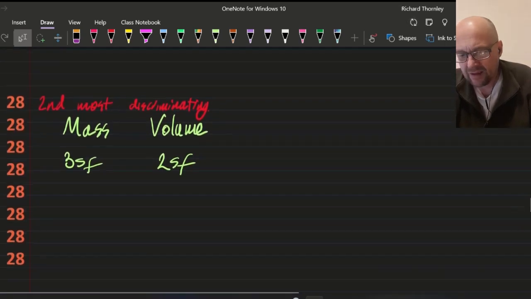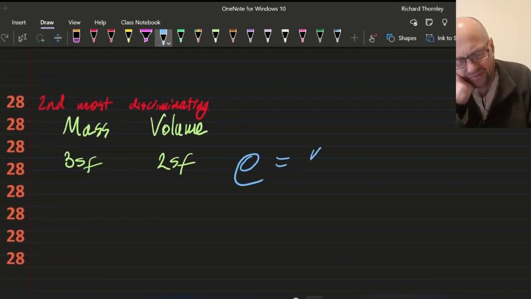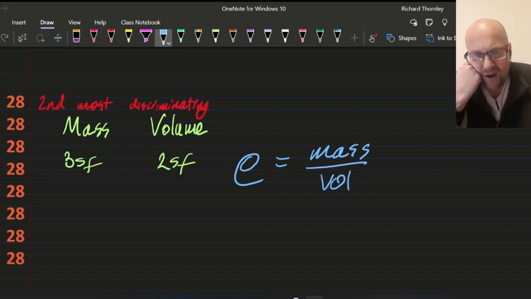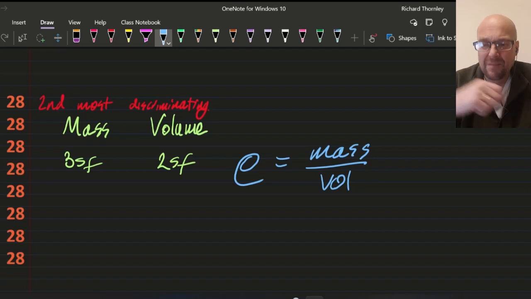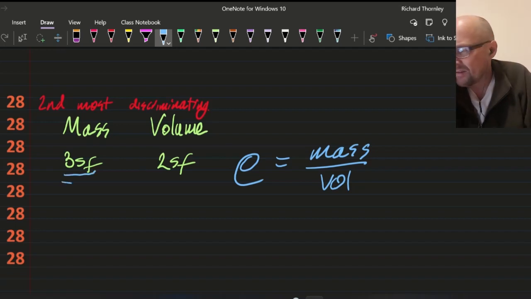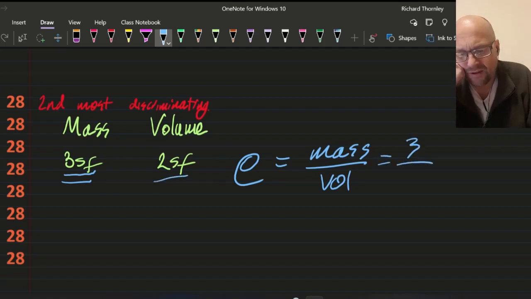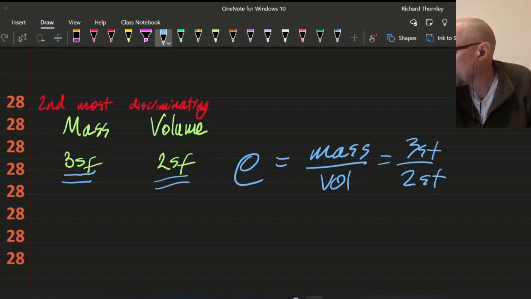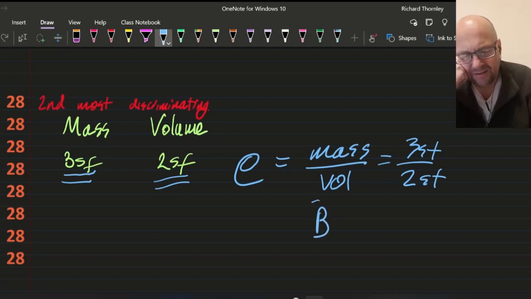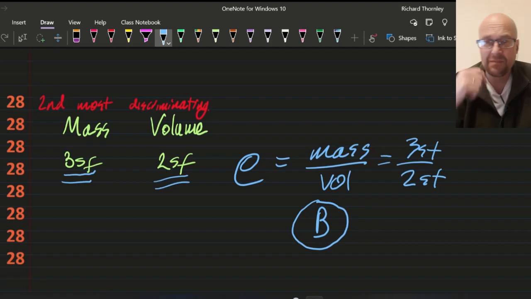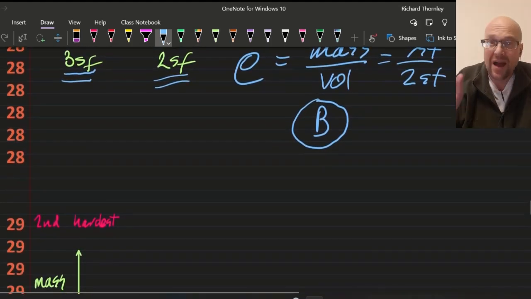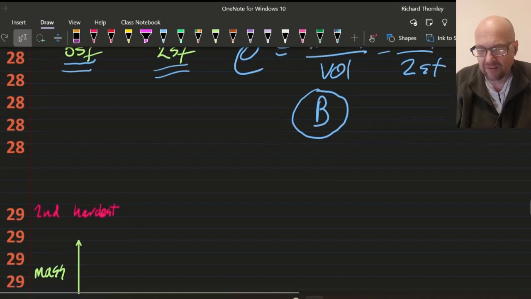28, second most discriminating. So density is mass divided by volume. If you're doing multiplication or division, your answer has to have the same number of sig figs as that which has the least in the question. What does that mean, Thornley? Well, the mass has 3 sig figs from looking at the table. And the volume has 2 sig figs. So which means my answer must have only 2 sig figs. So it's going to be B, 28B. That seemed too easy. I made a mistake. No, 28B, there we go. If you were adding or subtracting, it goes with the decimal places, not the sig figs.